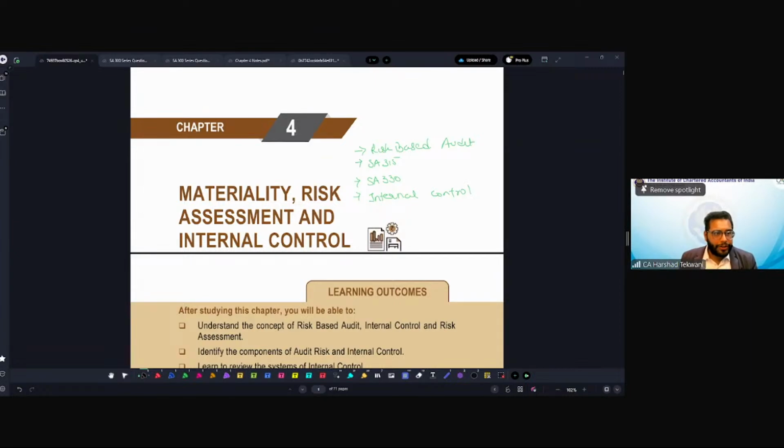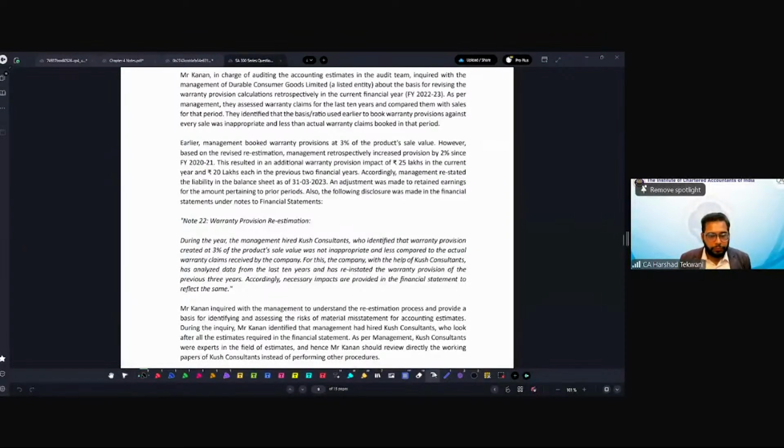Basically, we will see one good question on SA 315 itself that will give us clarity about this particular part. There is a case study, and we will see a selected part of the case study, not the full case study. Mr. Kannan, in charge of auditing of accounting estimates in the audit team, inquired with the management of Durable Consumer Goods Limited, a listed entity, about the basis of revising the warranty provision calculation retrospectively in the current financial year.